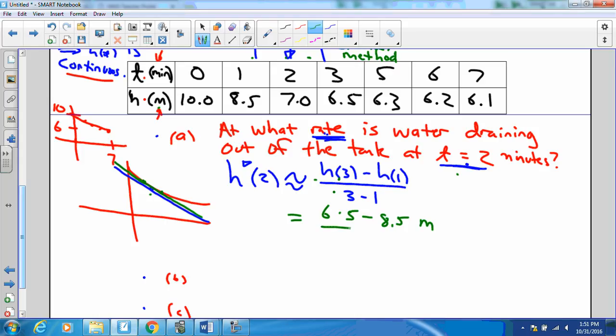6.5 minus 8.5 meters, and those units come straight from the table. All over, 3 minus 1 is 2 minutes, and those units come straight from the table too. Now let me pass on some friendly advice. And the advice is this.